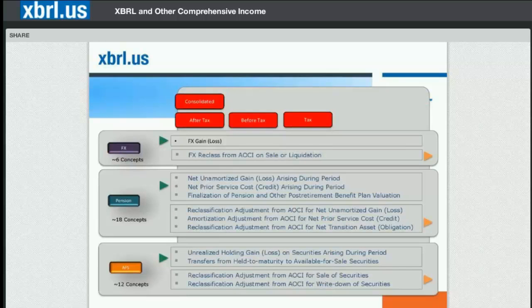Here we can see narrower elements for FX, pensions, and AFS. At the top of the diagram are the different qualifiers applicable to these elements: consolidated after tax, before tax, and tax. The items represent the components of FX.